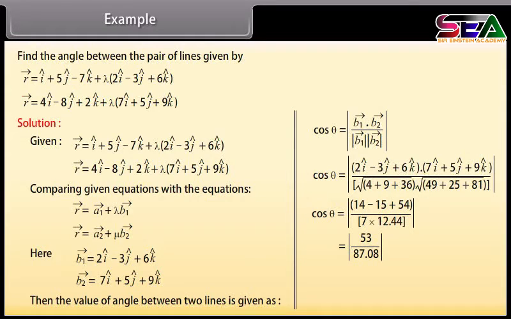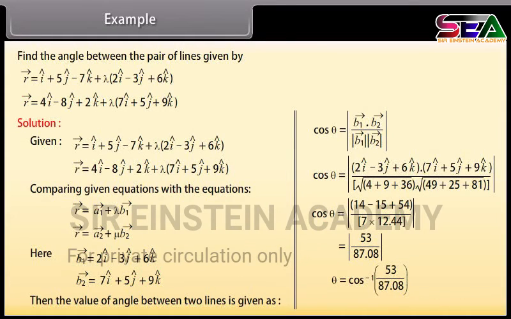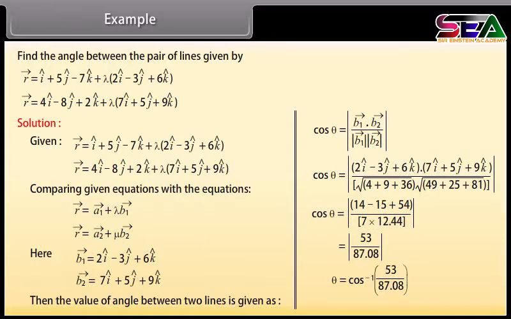87.08. Theta equals cos inverse of 53 by 87.08. Theta equals 52.51 degrees.